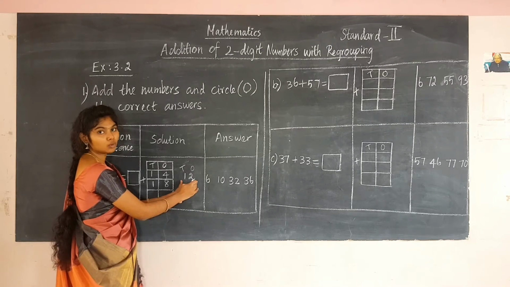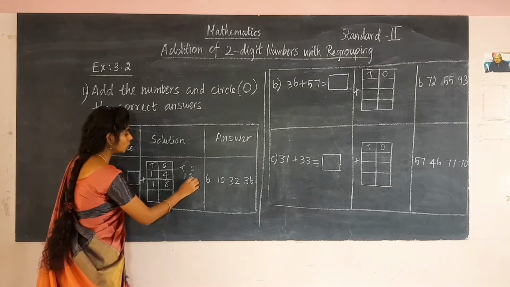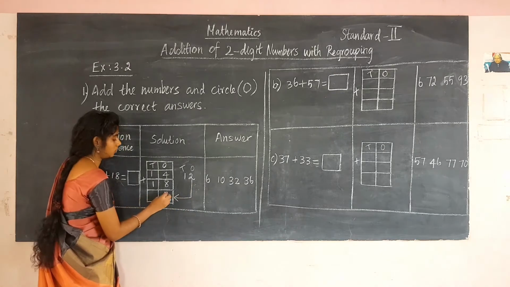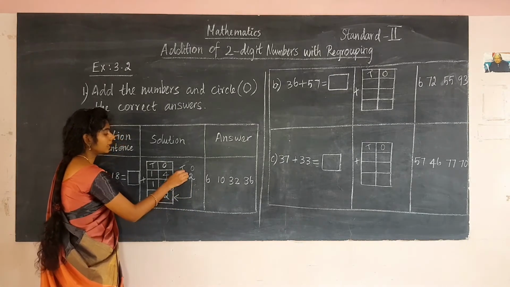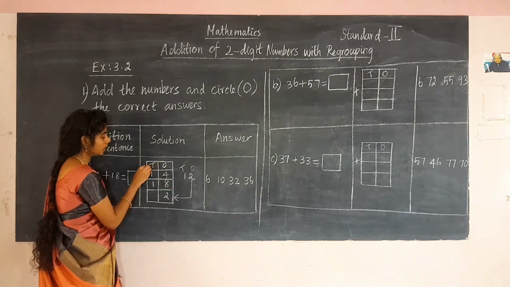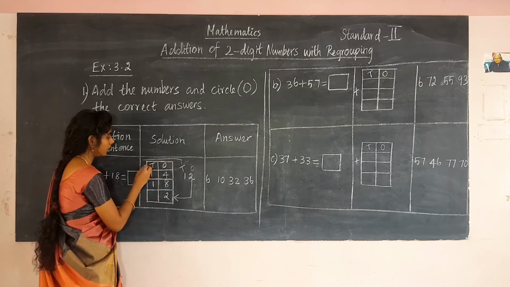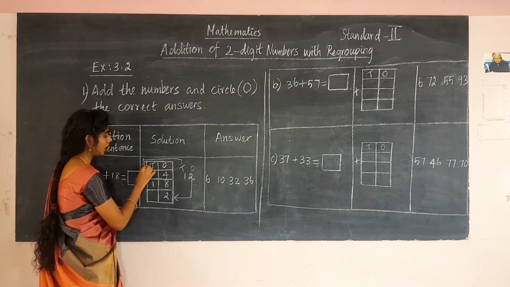Now what you have to do? Have to take 2 to the ones place. Then take the tens place number to the tens. Have to carry over the number to the tens place. So write as 1. Circle the number, the carry over number.